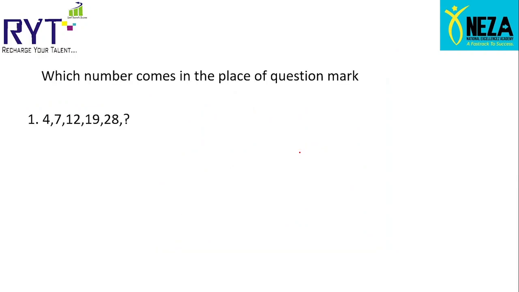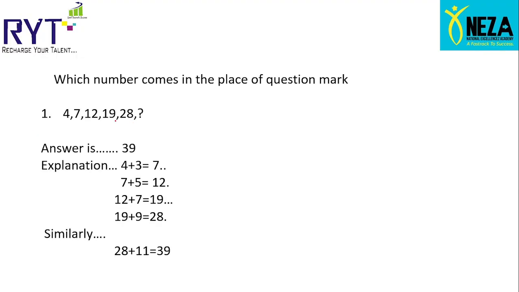Now let's get started with some sample questions. Which number comes in place of the question mark? Question number 1: 4, 7, 12, 19, 28. What next? How do we solve this type of question? In number series, it is quite simple. We will just observe what the difference is. For example, 4 plus 3 is 7, 7 plus 5 is 12, 12 plus 7 is 19, 19 plus 9 is 28.